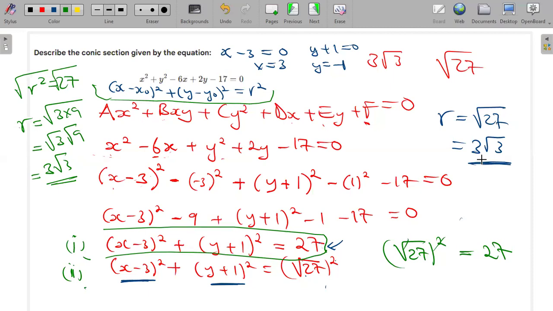So we said that to describe our circle, we need to find the center and the radius. We found the center by equating this to 0: x minus 3 equal to 0 gives us 3, then y plus 1 equal to 0 gives us negative 1. So our center is 3 comma negative 1. Then our radius is what we just explained. That's how you get your radius. Is it clear now?